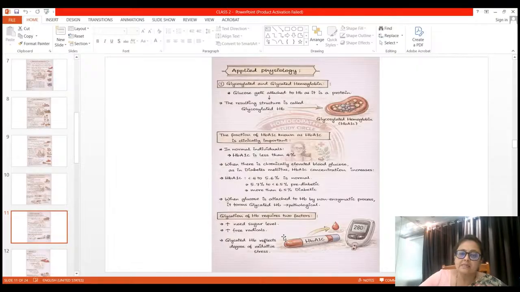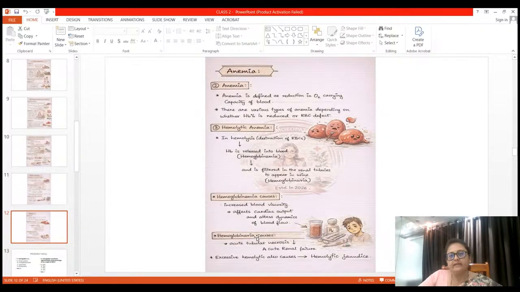Here, antioxidants, which are rich in fruits and vegetables, neutralize free radicals. If you are not consuming more fruits and vegetables and foods rich in fiber, free radicals will be more, which shows that there is oxidative stress. And glycated hemoglobin shows the presence of free radicals.